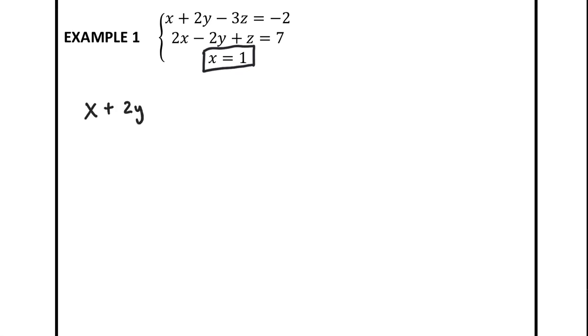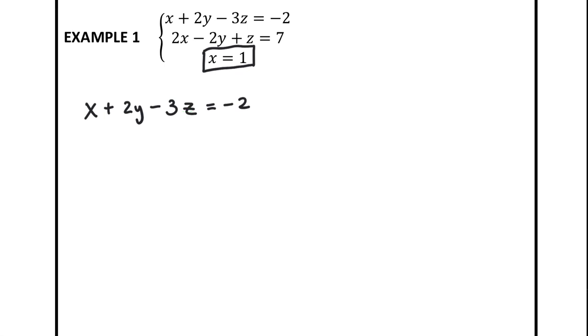So x plus 2y minus 3z equals negative 2. And if you notice, when I wrote the z, I put a line through it so that I can tell the difference between a z letter and the number 2, just so that I don't accidentally confuse it with a 2. So I usually put a line through the middle of the z.